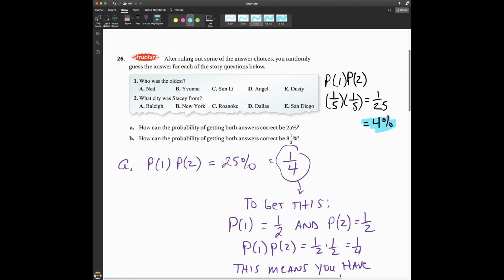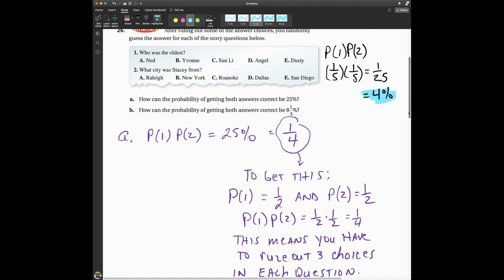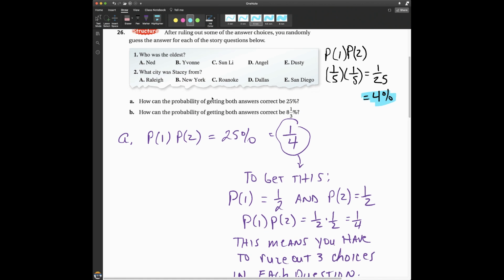Okay, so let's look at the problems. Part A, how could the probability of getting both answers correct be 25%? So that means I would have these independent events. I'd find the probability of getting one correct, multiply it by the probability of getting number 2 correct, and that would be 25%, which is the same as 1 out of 4.